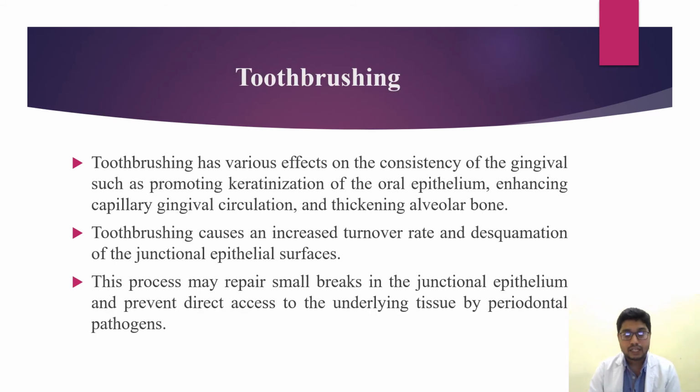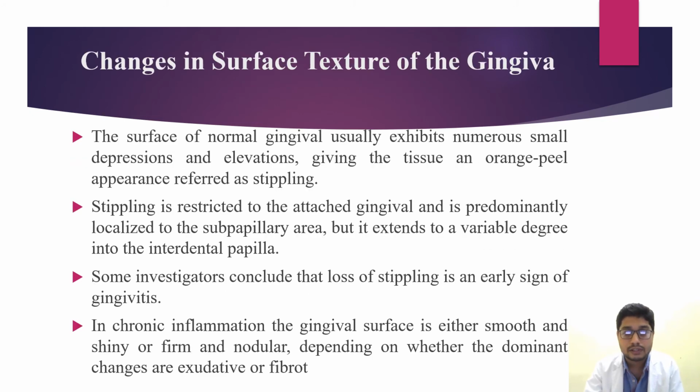And tooth brushing is one of the main causes for the change in the consistency of gingiva. Tooth brushing causes an increased turnover rate and desquamation of junctional epithelial cells. So this process may repair small breaks in junctional epithelium and prevent direct access to the underlying tissue by periodontal pathogens.